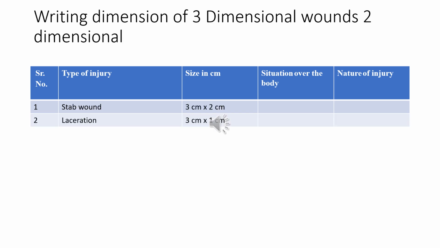Another mistake is writing the dimensions of three-dimensional wounds in two dimensions. For example, you write a stab wound 3 centimeter by 2 centimeter. So it should be 3 centimeter by 2 centimeter by 6 centimeter. This should be similar for laceration. You have to write the three dimensions. For example, 3 centimeter by 1 centimeter is not correct. It should be 3 centimeter by 1 centimeter by 2 centimeter.